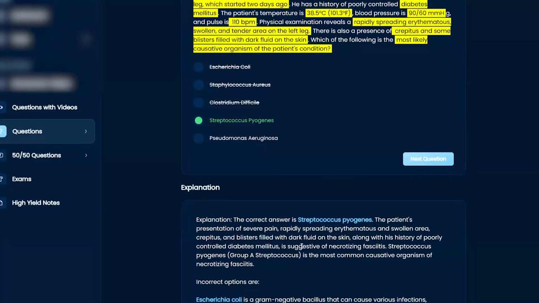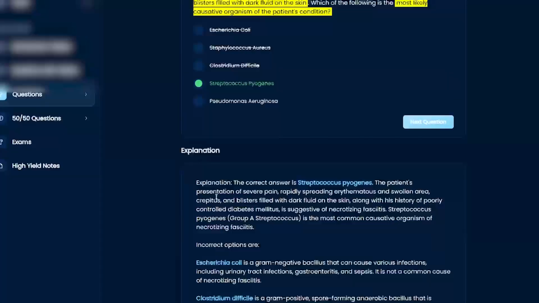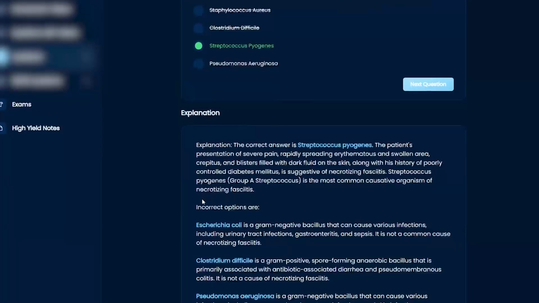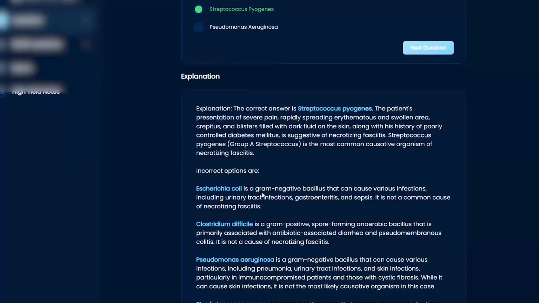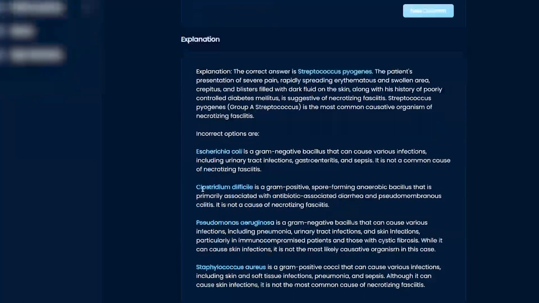You're worried about necrotizing fasciitis. Group A strep can cause necrotizing fasciitis, but let's talk about the rest of the answer choices, right? E. coli, right? That's going to give you GI issues, right? So not going to give you necrotizing fasciitis. Clostridium difficile, also going to give you diarrhea, GI issues, right? So not the symptoms we're dealing with.